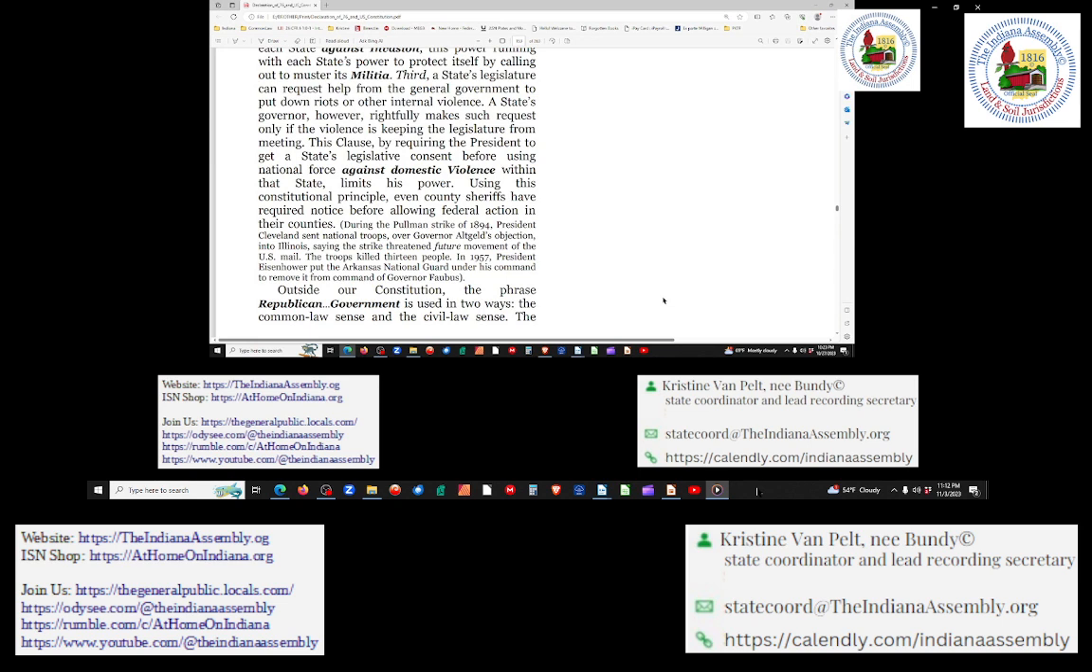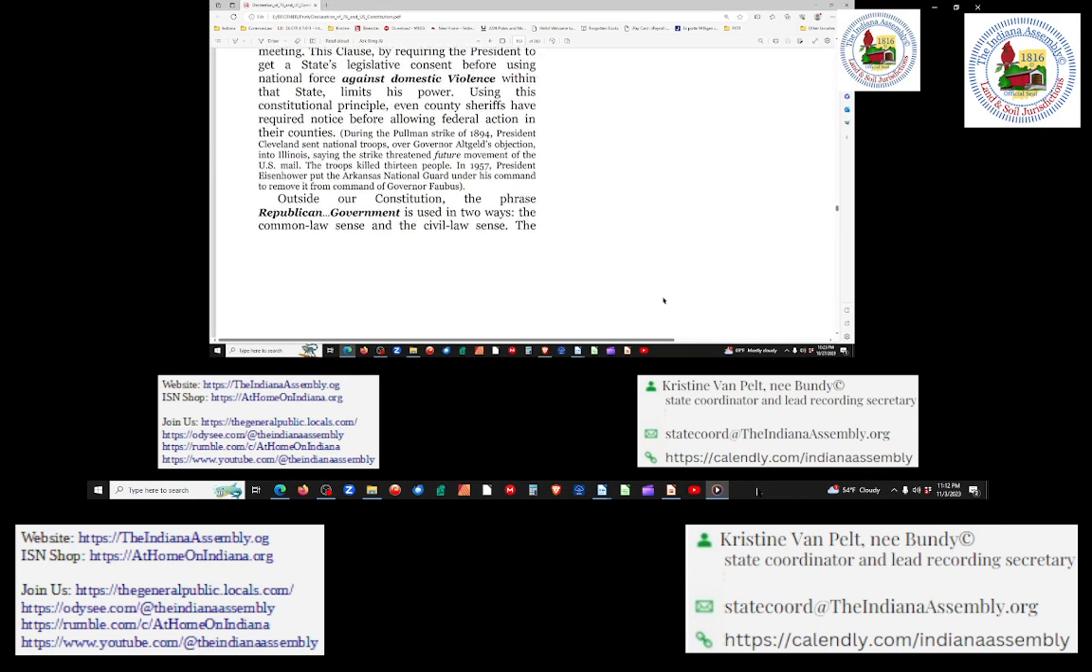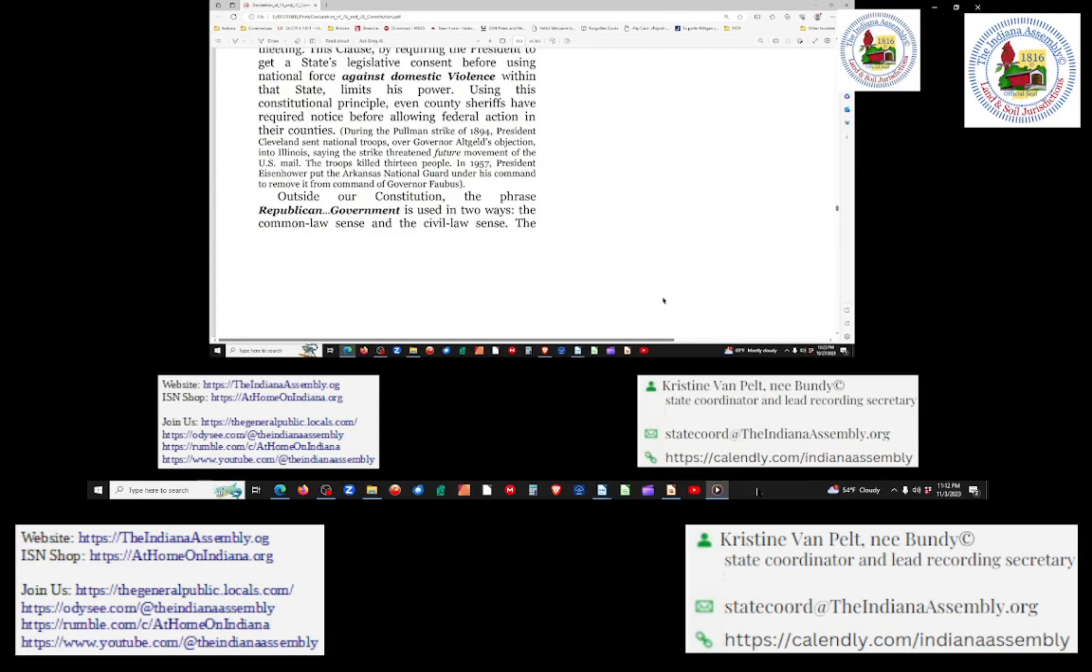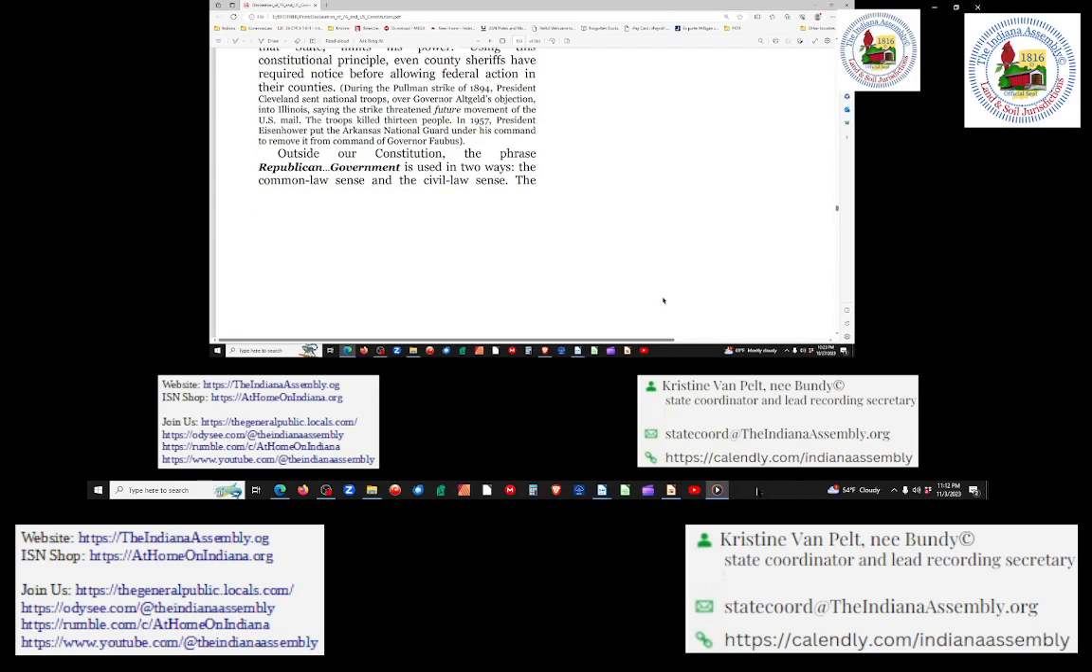During the Pullman strike of 1894, President Cleveland sent national troops over Governor Altgeld's objection into Illinois, saying the strike threatened future movement of the U.S. mail. The troops killed 13 people. In 1957, President Eisenhower put the Arkansas National Guard under his command and removed it from command of Governor Faubus.